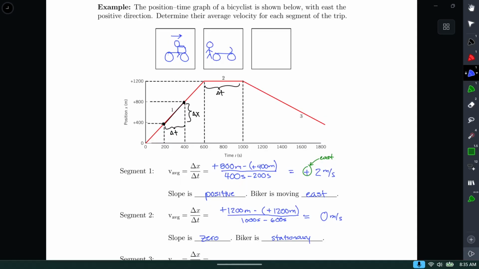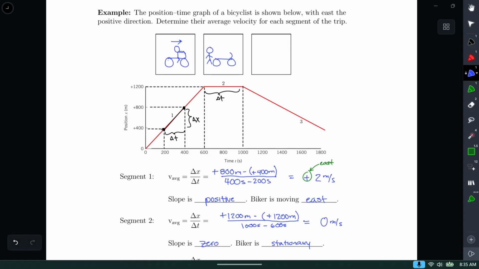And then what do you think is happening for segment 3? He's going left? Yeah. How can you tell without even having to calculate anything? Negative. Yeah. The slope is going to be negative. I can see that just by looking at it. So he is, in fact, going the other way now.